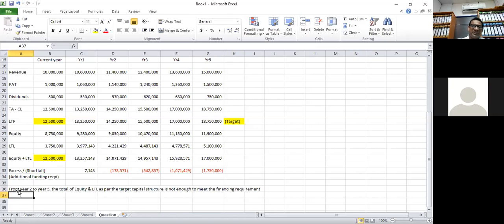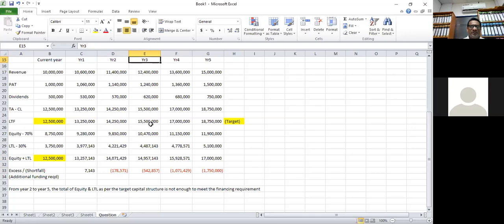So basically what we are saying is in year 2, to finance all your assets, total assets minus current liabilities, you need this much of money. But as per your target capital structure, which is 70% equity and 30% debt, in year 2, you can only have 14,071,000. So you are falling short.